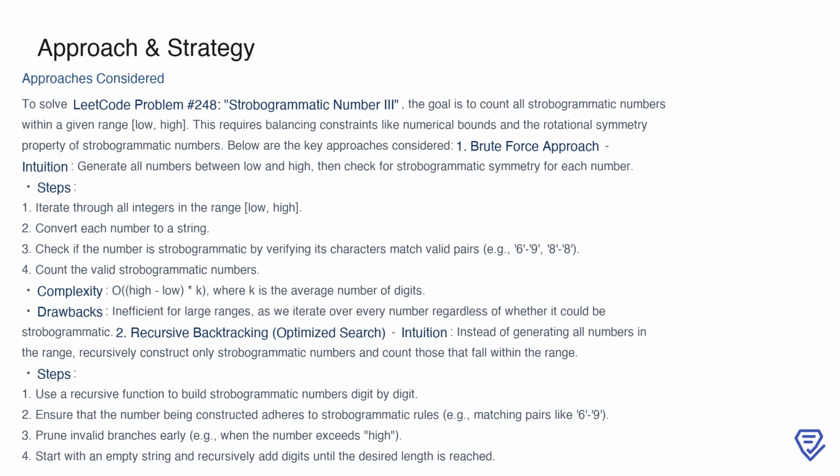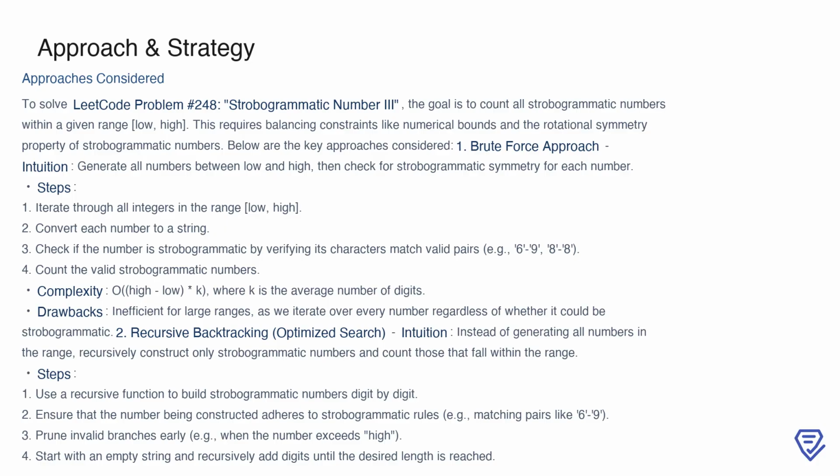To tackle the problem of counting strobogrammatic numbers within a given range, we considered three main approaches. The first approach, brute force, involves generating every number between the given bounds and checking if each one is strobogrammatic. This is done by converting the number to a string and verifying whether its digits form valid strobogrammatic pairs, like 6 and 9 or 8 and 8.